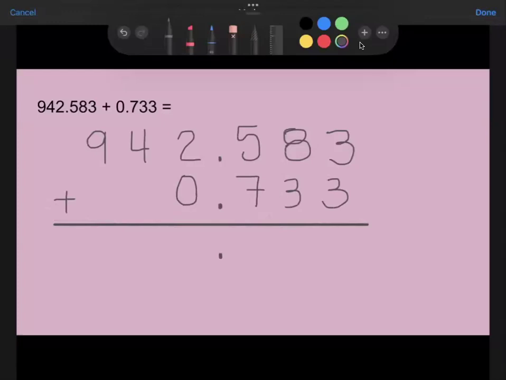Okay, so now I can go ahead and add as if these were whole numbers, but I don't have to worry about decimals in this case. I know it's already placed for me. 3 plus 3 is 6. 8 plus 3 is 11, so I would regroup that second one. 5 plus 7 is 12, plus another 1 is 13. And that's going to be 3, 4, and 9. So my final answer would be 943.316.